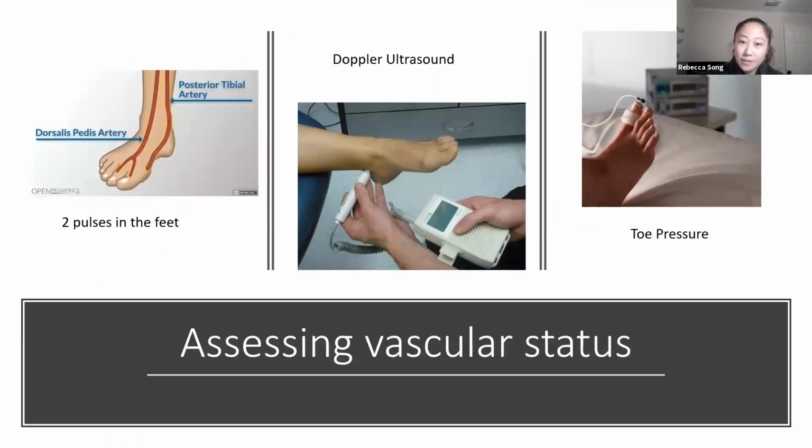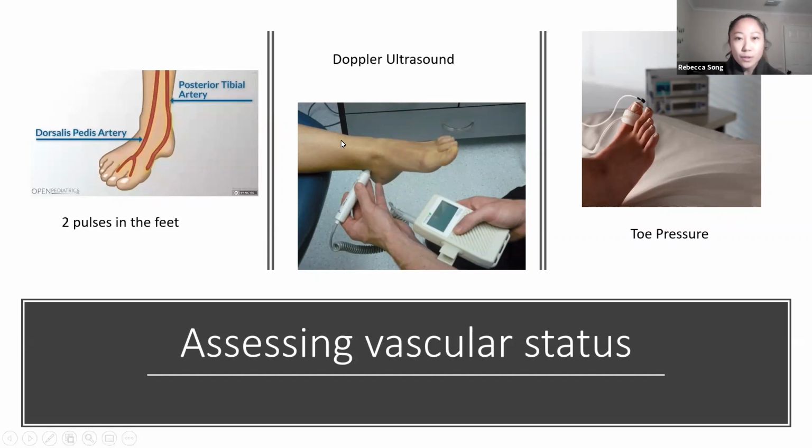So this is a vascular assessment. We will start by palpating the pulses. You have two pulses in your feet, as you can see in the first photo that I've got there. The dorsalis pedis artery, which is on the top of your foot, and the posterior tibial artery, which is on the inside, just behind your ankle. We will palpate for these pulses and assess whether it's there and whether it's strong, and then we can move on to some of the other tests.